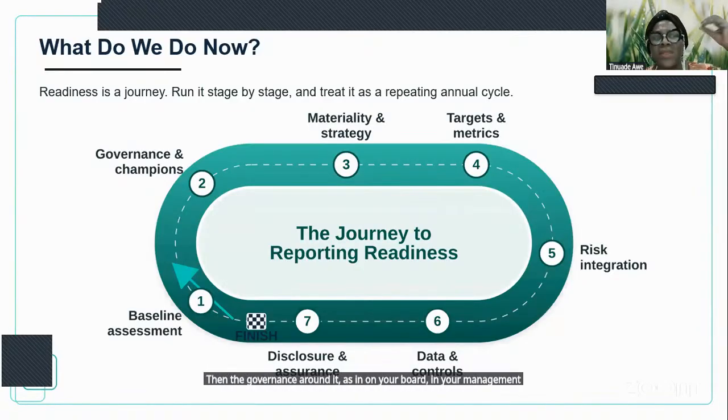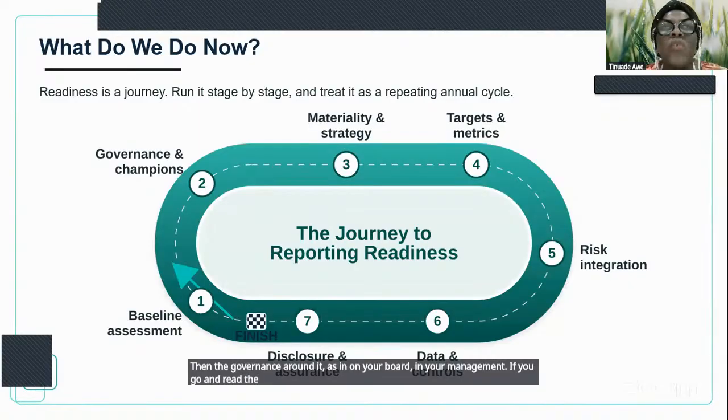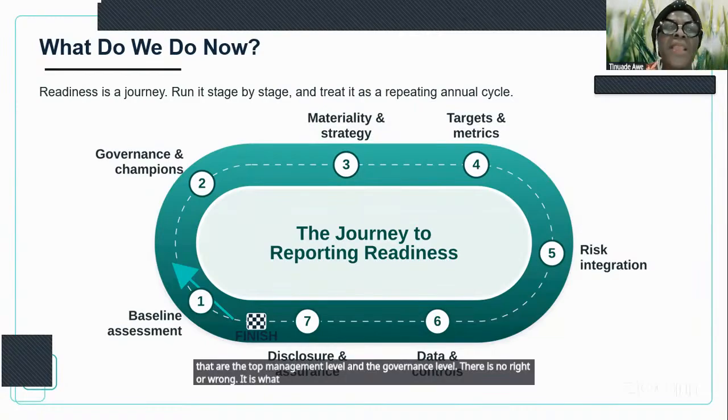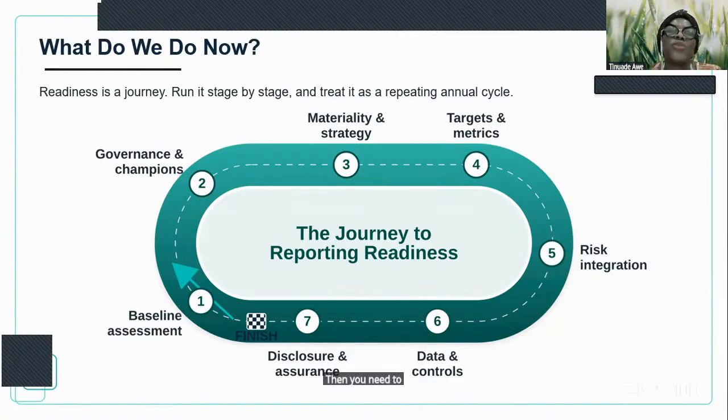If you go and read the reports of early adopters from Seplat to MTN to Fidelity to Access Bank, you will get some ideas of the various governance structures at the top management level and the governance level. There is no right or wrong. It is what is right for your company. Then you need to start talking about your materiality assessment and your strategy.